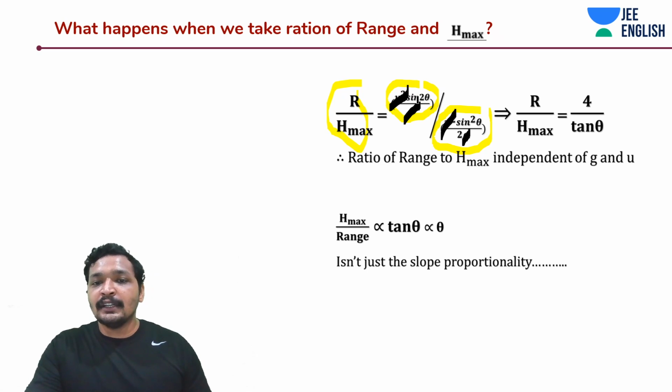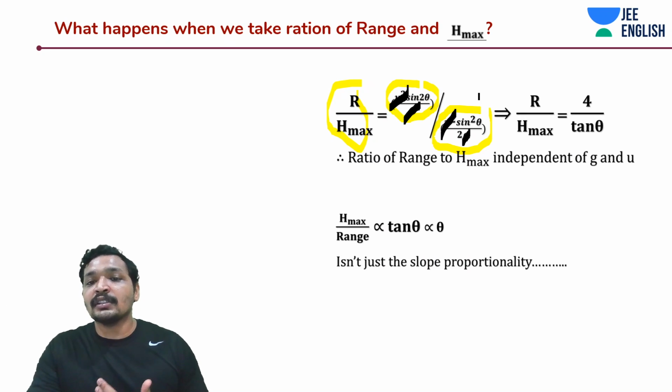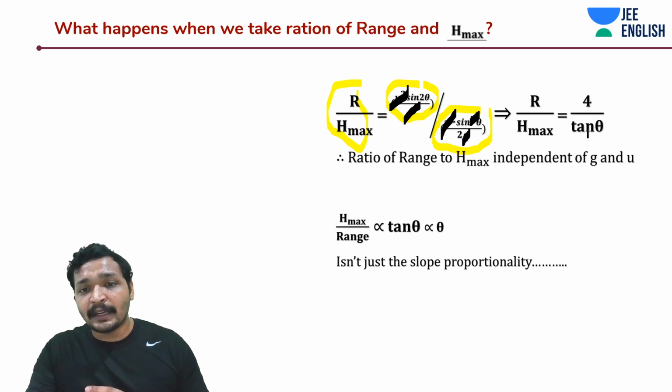And you do a little bit of trigonometry, that is, you expand sine 2 theta, which is nothing but 2 sine theta cos theta, and on the denominator there is a sine square theta. You cancel this sine theta with sine theta, which is nothing but cos theta by sine theta, which is nothing but 1 by tan theta.